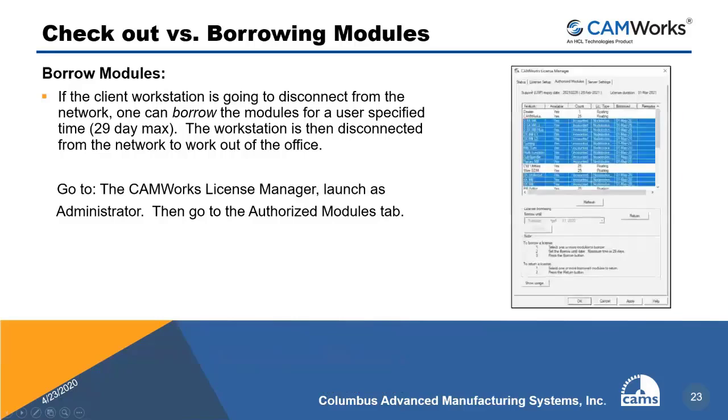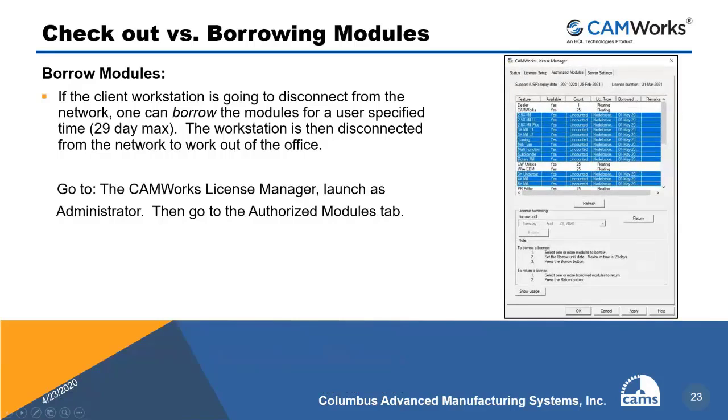So how is that done? That's done by going to the CAMWorks License Manager, launching as administrator, then going to the Authorized Modules tab. And I'll show you that here coming up. In this window that we showed you, the Authorized Modules tab, you highlight them and you can pick your date and borrow the license.